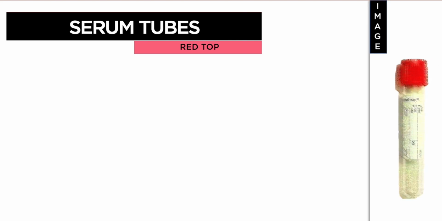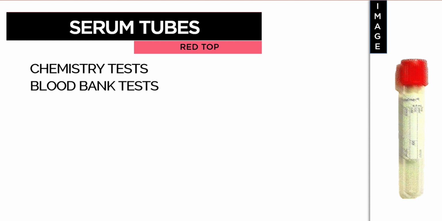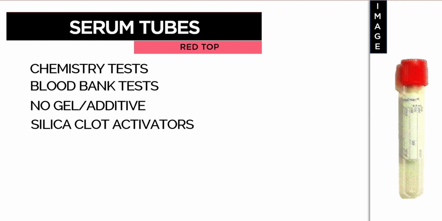It is followed by the serum tubes. There are two types of serum tubes. The first one has a red top. Here is an image. They are used for chemistry tests and blood bank tests. It commonly has no gel or additive. However, some have silica clot activators which helps the blood clot.